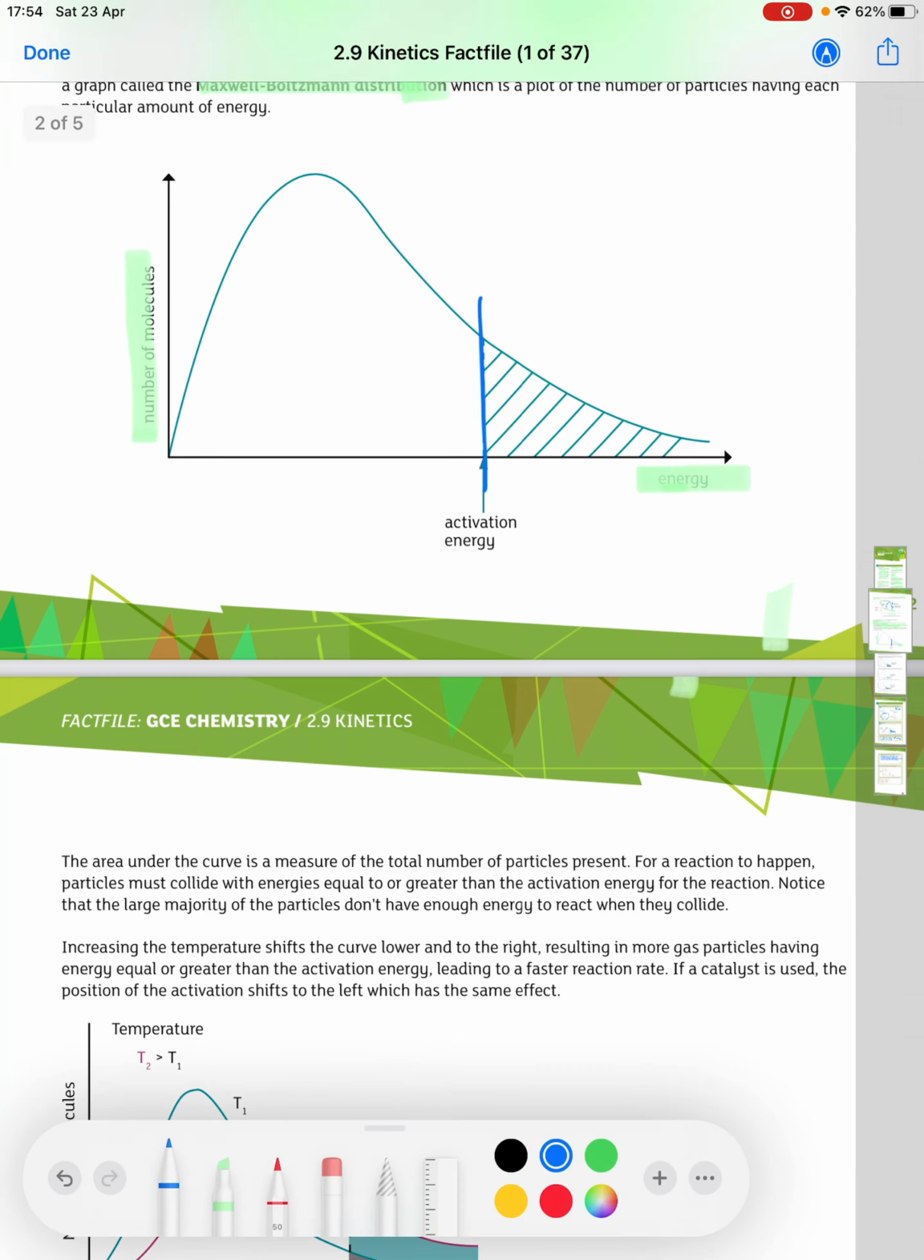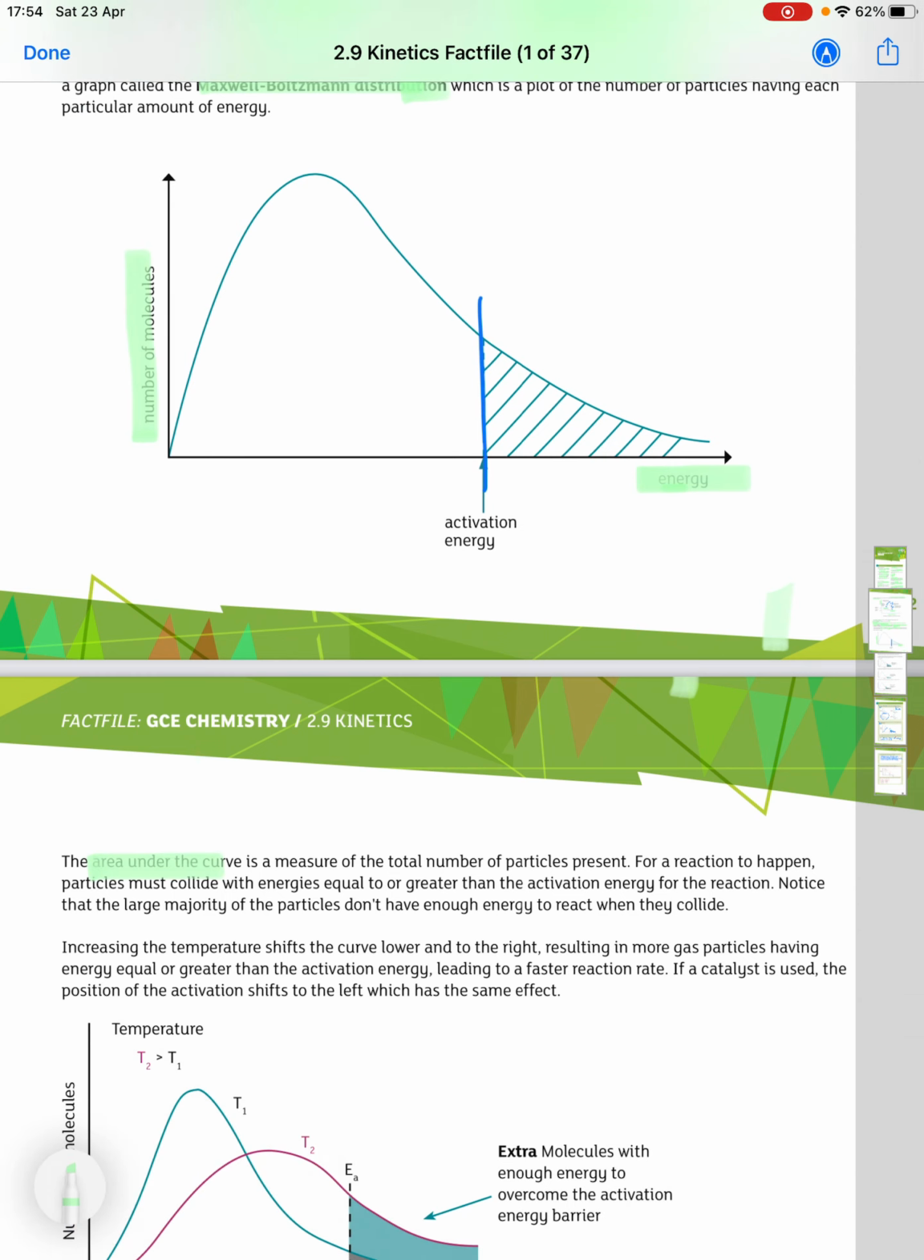It can also be said that the area under the curve is a measure of the total number of particles present. So for a reaction to happen, particles must collide with energies equal to or greater than the activation energy for the reaction. And notice that the large majority of the particles don't have enough energy to react when they collide.